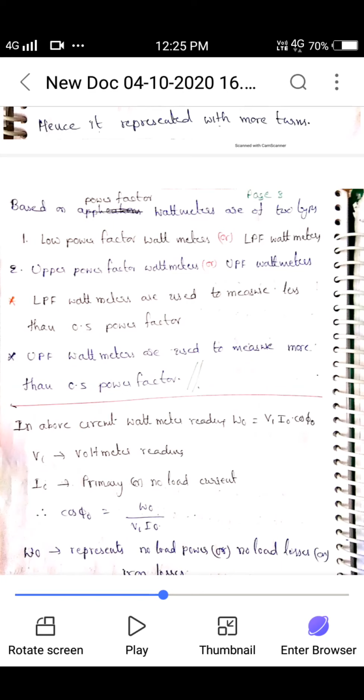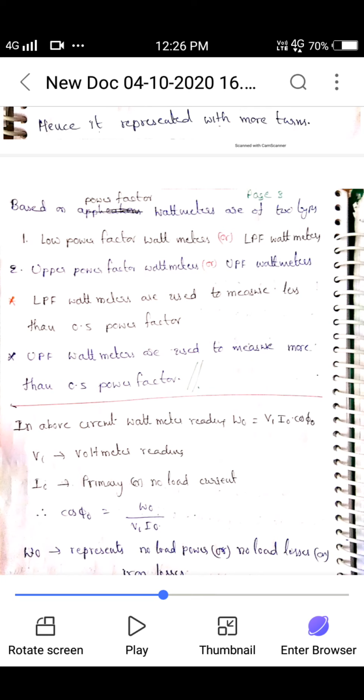V1 into I naught into cos phi naught is equal to the wattmeter reading. So we know the wattmeter reading, we know V1 value, we know I naught value. From this it is easy to calculate cos phi naught, which is nothing but the no load power factor. If you know no load power factor, we can calculate the working component of current and magnetizing component of current. Magnetizing component of current is calculated using the formula I naught sin phi naught. Working component of current is calculated using the formula I naught cos phi naught.